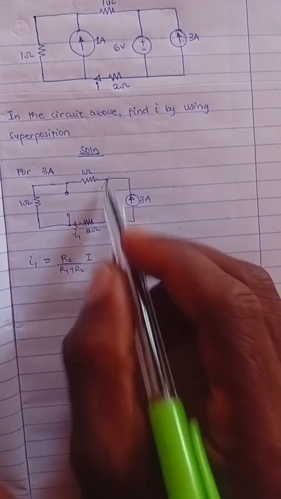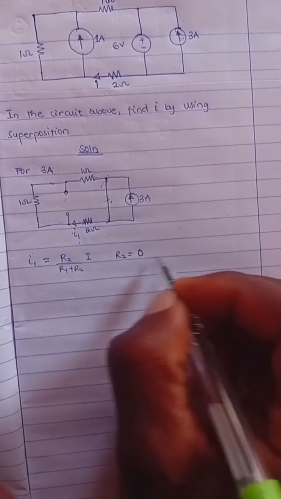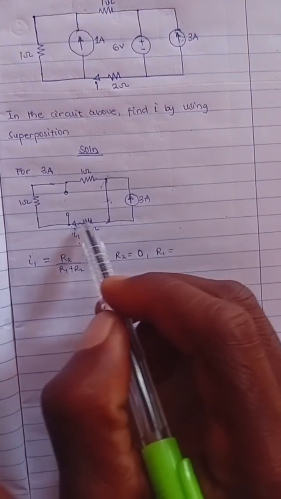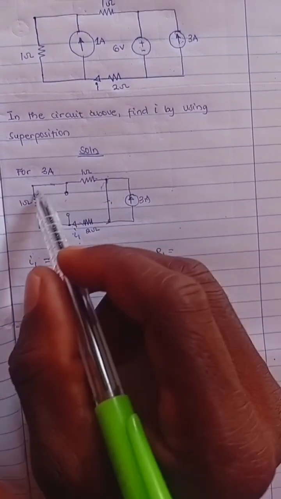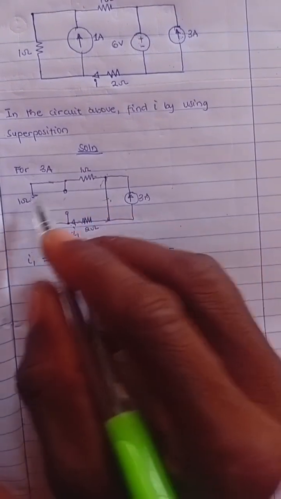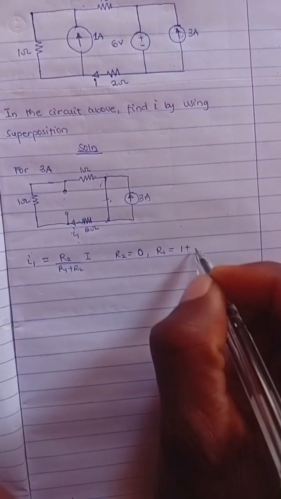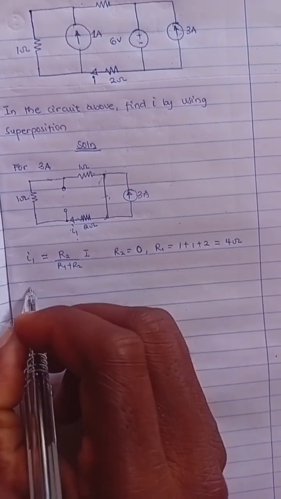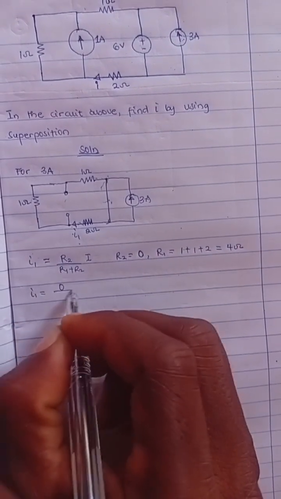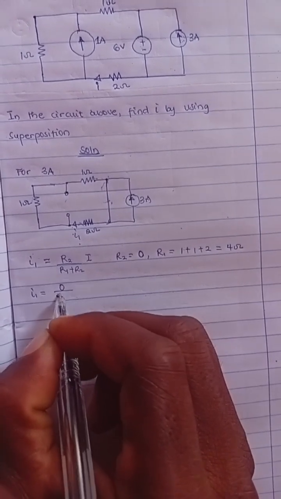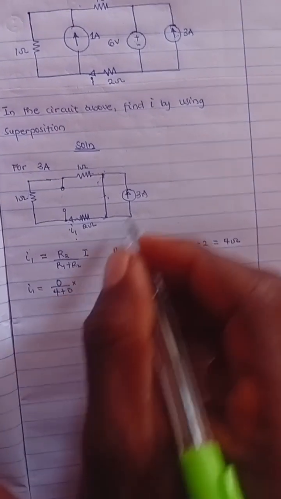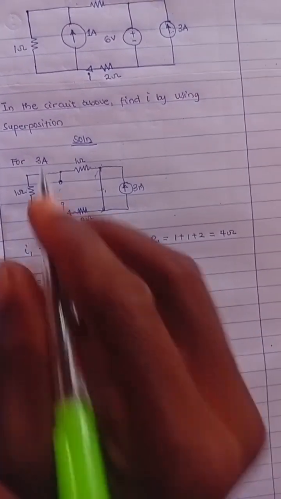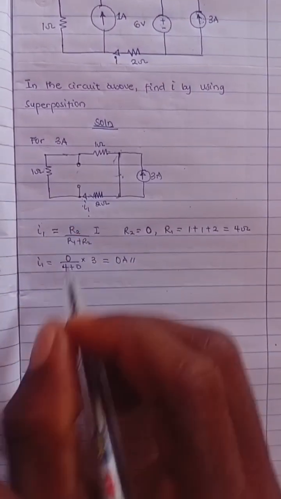So R2 in this case is the resistance of a short circuit; remember, for a short circuit, the resistance is 0. Then R1 is the resistance across all these places. That will be equal to 1 plus 1 plus 2. Because they are in series, you have this to be 4 ohm. So our I1 in this case becomes 0 divided by 4 plus 0, multiplied by the total I, which is the 3 ampere current, and then you get 0 ampere. This is for the 3 ampere source. So I'm done with the 3 ampere source.